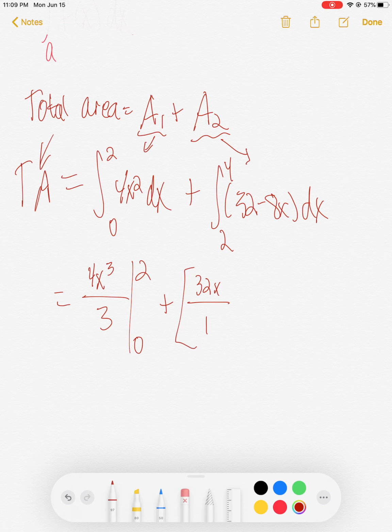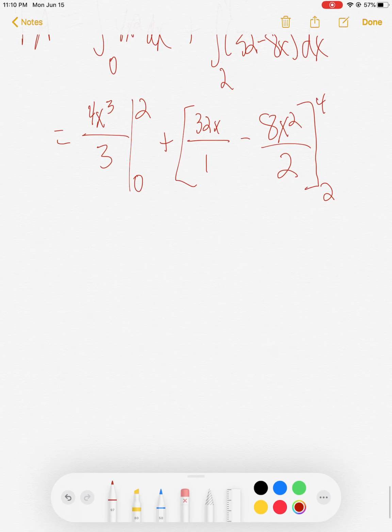Now the second one, this will be another application of the power rule. Remember, 32 is just 32 times x to the 0. So if I raise that power by 1, then I will get 32 times x to the first over my new exponent, which is 1. Yes, we will get rid of that shortly and just write that as 32x. The 8x is going to be minus 8x squared over 2. And we want to evaluate this part from 2 to 4.